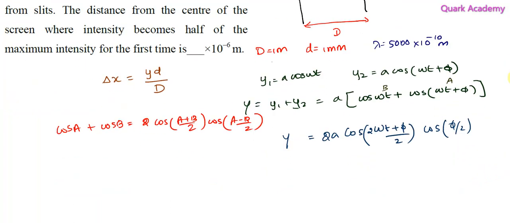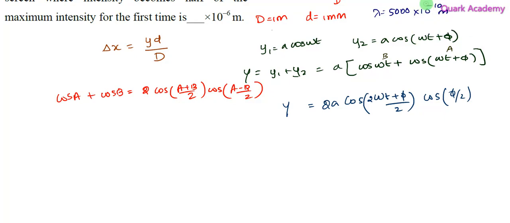Here, if you look carefully, one cos function depends on time, which is responsible for the oscillatory motion. And the other one is going to contribute to the amplitude part. So we can write the net amplitude as 2A cos of phi by 2. The thing we have to understand is that the net amplitude depends on this phase difference phi. So for certain phase differences, it is possible to get zero amplitude also. That's what we need to understand.